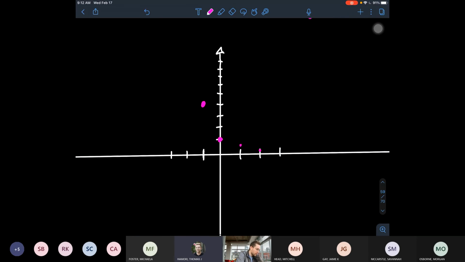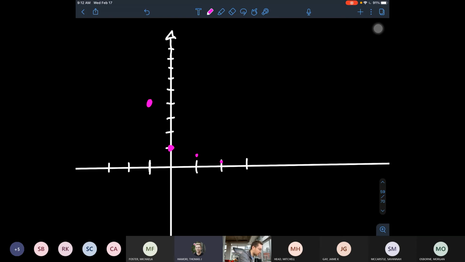All right, so if we were to fill all this in with a smooth curve, it might look something like this. Okay? Where this side is going up to positive infinity, and this side is going down to 0, but not reaching 0.